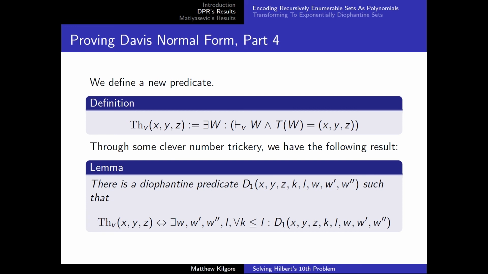For some number trickery, we can get the following. There is a diagonal predicate D1 of X, Y, Z, K, L, W, W prime, W prime prime, such that theorem of V of X, Y, Z, if and only if there exists W, W prime, W prime prime, L, such that for K less than or equal to L, D1 of X, Y, Z, K, L, W, W prime, W prime prime.